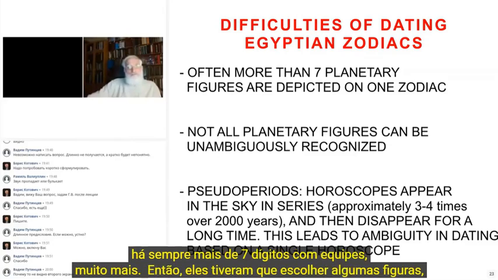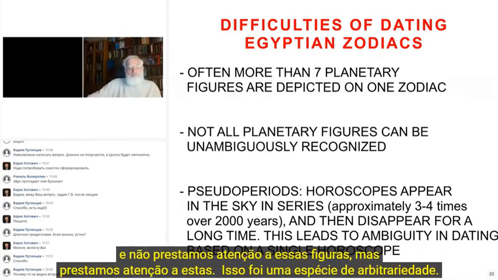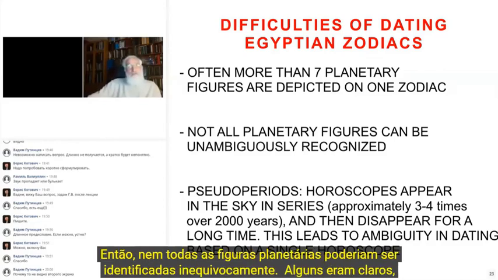Firstly, there are always more than 7 figures with staffs, many more. So, they had to choose some figures, call them planets, and discard others, saying that these are just some deities, and we don't pay attention to these figures, but we do to these. This was a kind of arbitrariness. Then, not all planetary figures could be unambiguously identified.